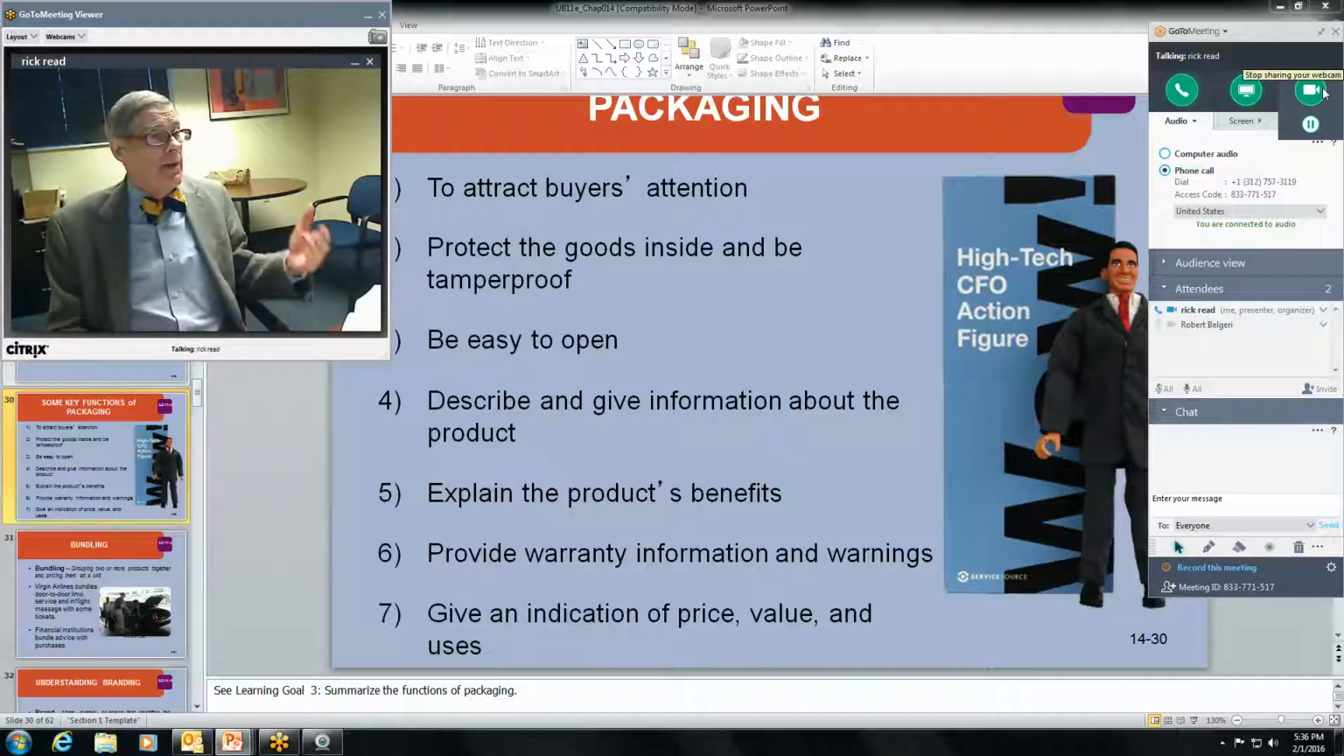A package is going to give us some information about the product. It may or may not. I know what this says here, but it may or may not tell us the benefits. And even if it does tell us the benefits, it may be in such a subtle way we don't think about it in that fashion.